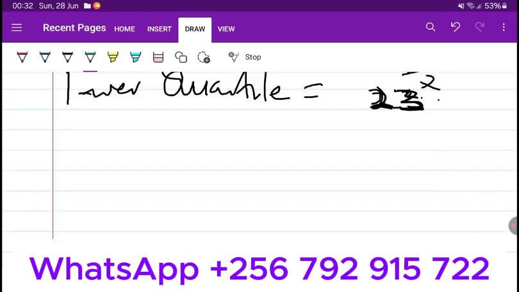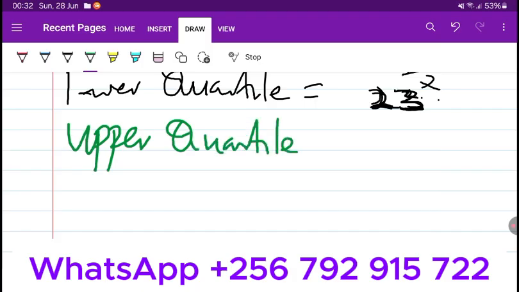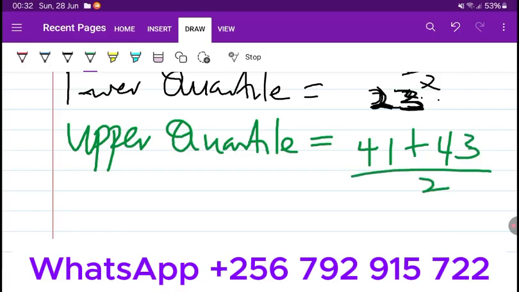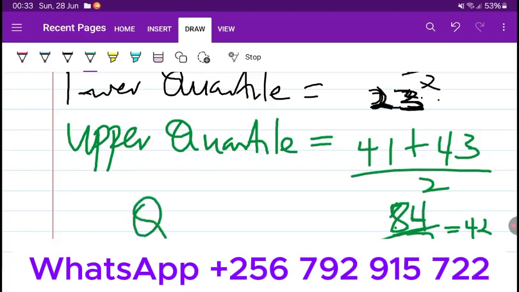This is now the upper quartile. The upper quartile is 41 plus 43 divided by 2. It will also give us the number that is in the middle. Of course, this is 84. 84 divided by 2 gives us a 42. So this gives us a 42, and this is our upper quartile, or Q3.